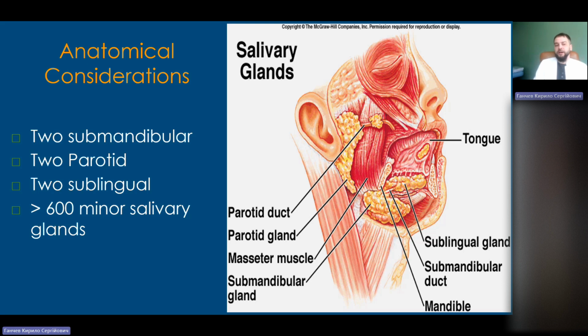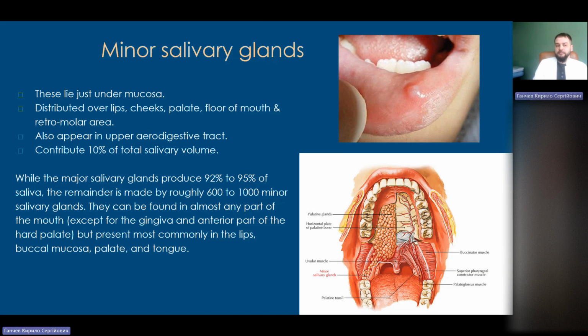So a few hundred minor salivary glands that are really very useful in our mouth because they produce about 10% of total salivary volume, as you can see here. The lower picture, I suppose it's from the Netter Anatomy Atlas. Yeah, it's Netter. Okay, so you can see where they accumulate more.